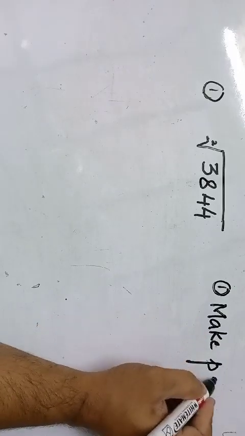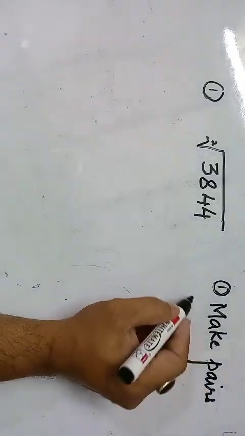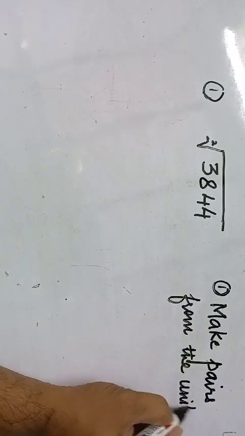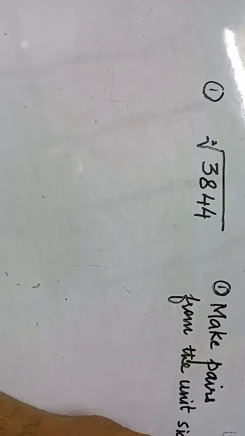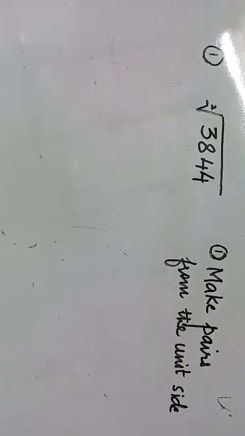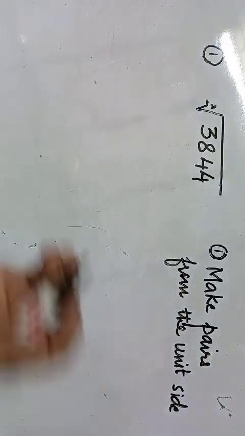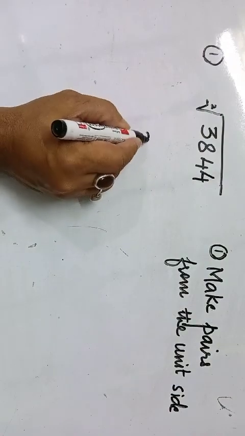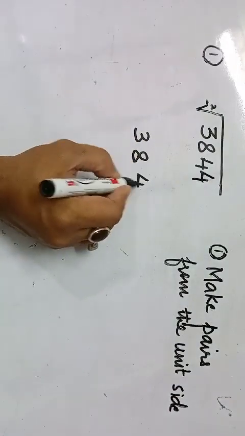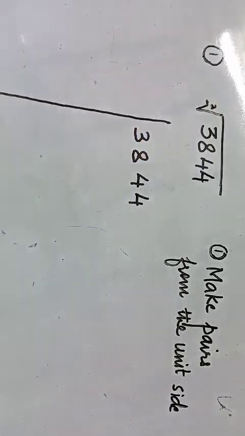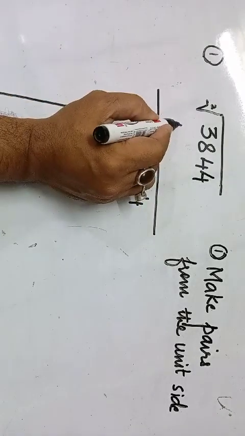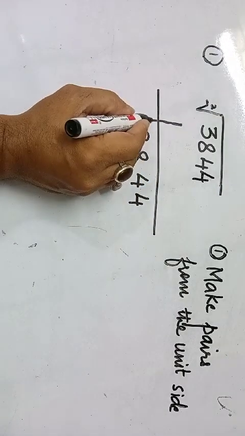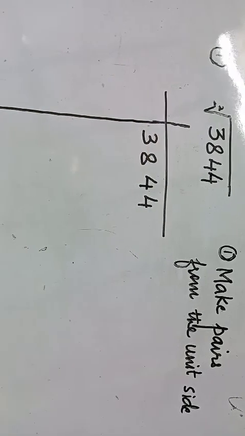from the unit side. We will be making pairs from the unit side, or from the right side. So what is our number? Our number is 3844. Let me write this particular number like this. That is the method that I am going to tell you about.